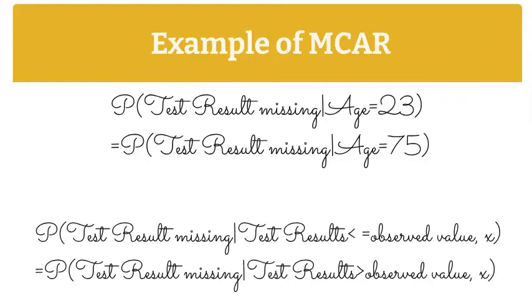So what is the conclusion of what we have seen here? We have observed that this assumption has been satisfied. The assumption of MCAR is satisfied in this context, which means that the probability of missing values in the variable test result is unrelated to the value of the variable test result itself or to any other values of another variable, which is in our context, age.